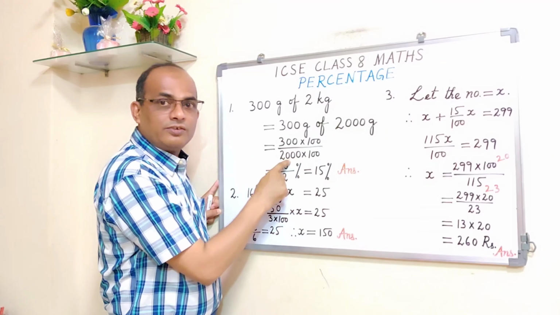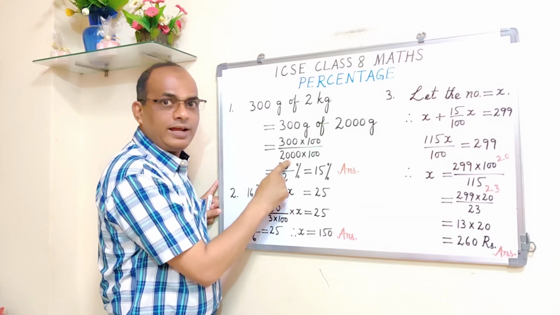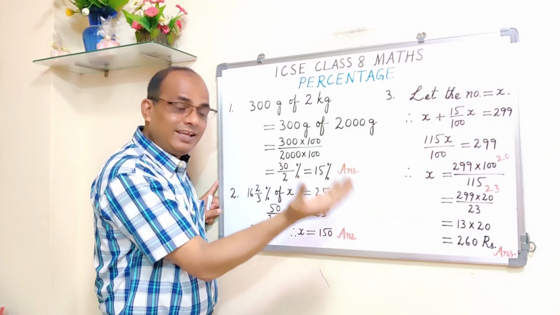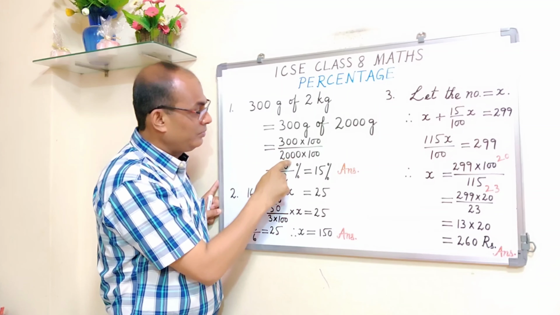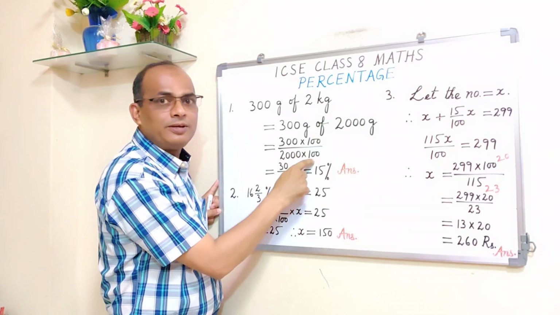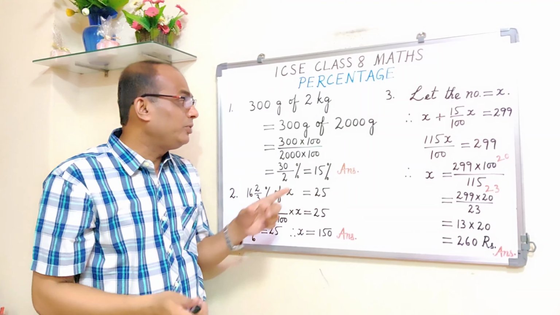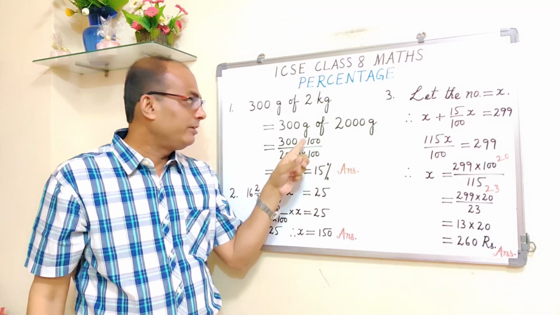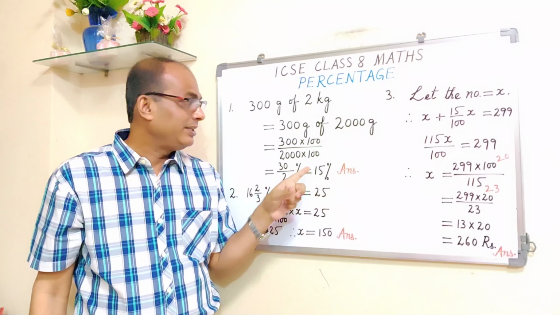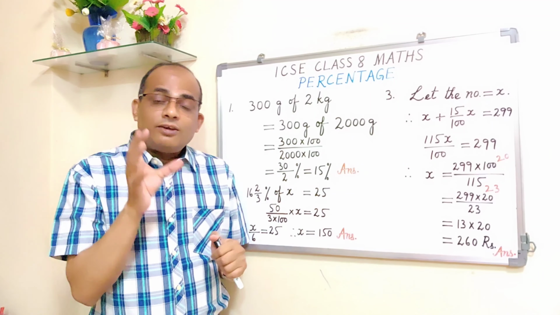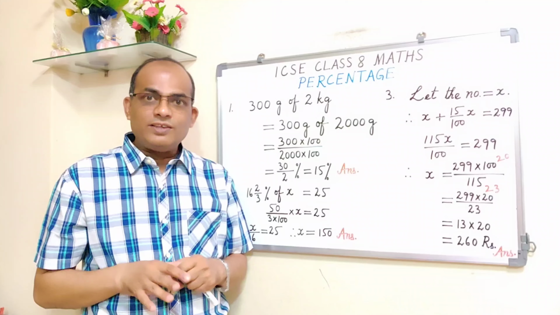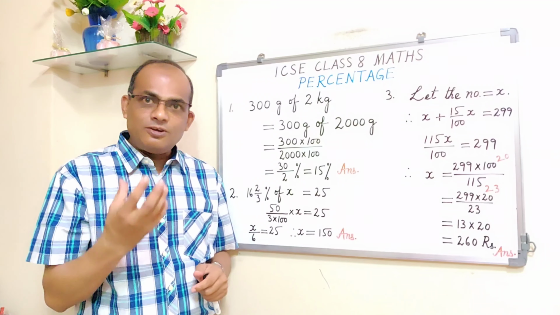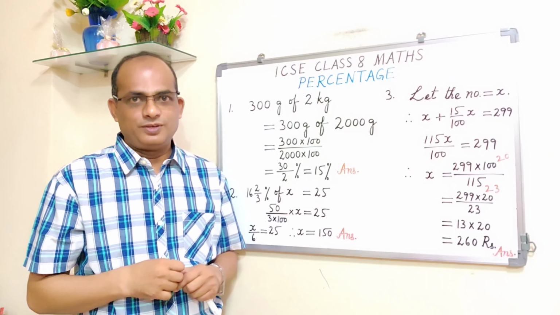You can write down one step, 300 divided by 2000, and then 300 upon 2000 multiplied by 100. We are multiplying both the numerator and the denominator by 100, which we can do because we are multiplying both by the same number. Why are we multiplying by 100? Because we want out of 100. We want 100 in the denominator. That is why we are doing it.